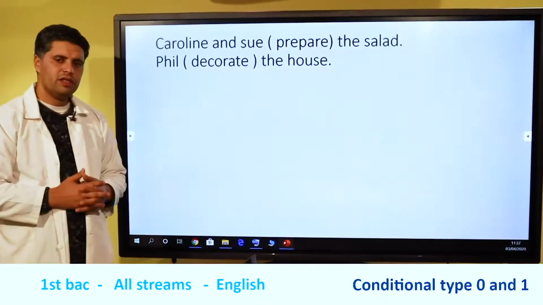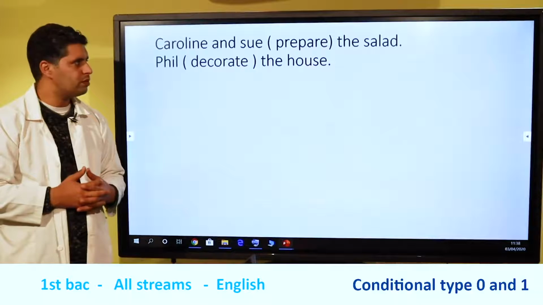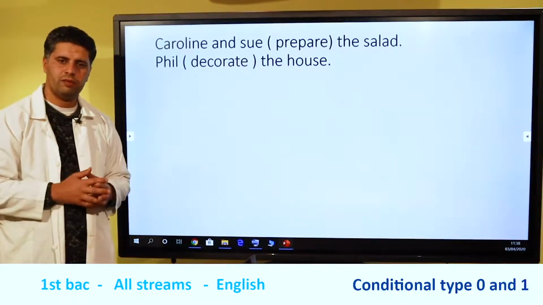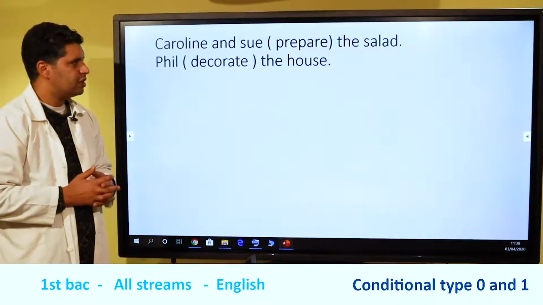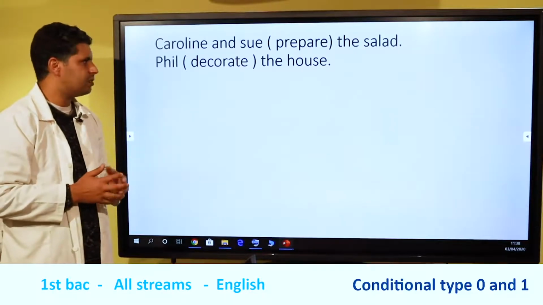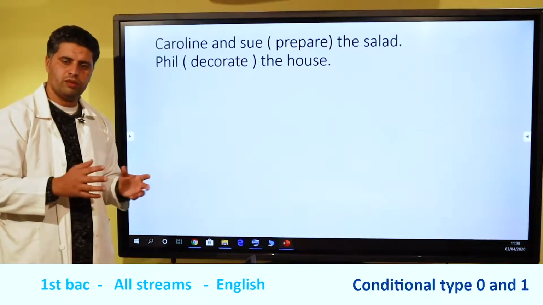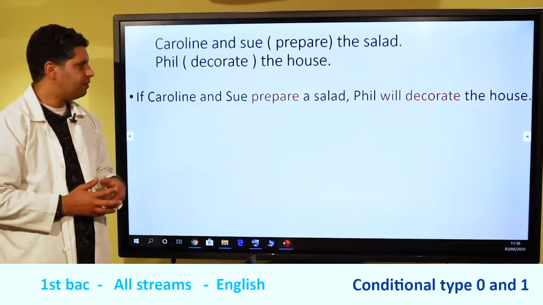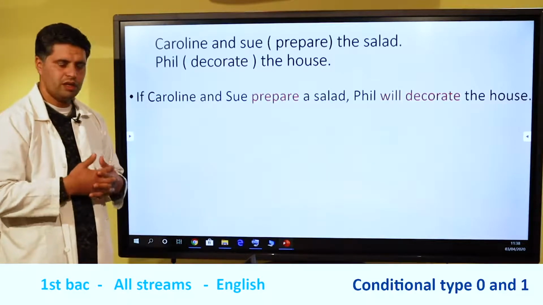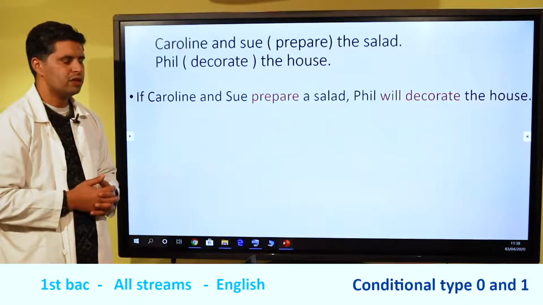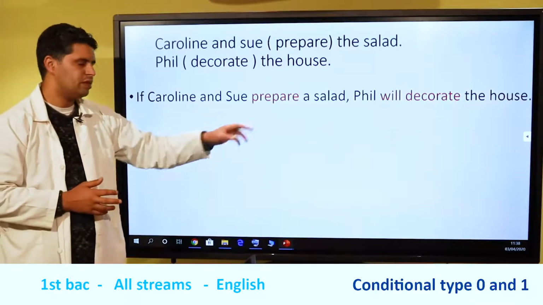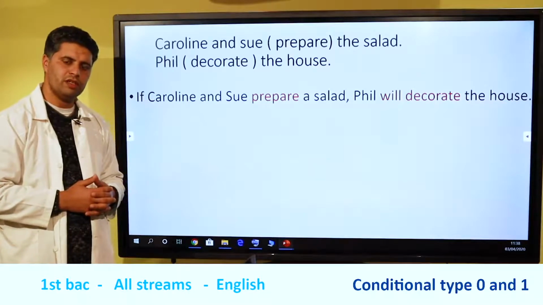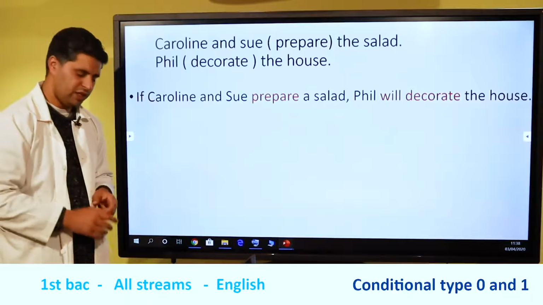As you can see here in this statement, we have Caroline and Sue prepared the salad, Phil decorate the house. So here we have two parts. The first part shows the cause, and the second part shows the result. If you want to use it with the conditional type 1, what will you say? The answer is: if Caroline and Sue prepare a salad, Phil will decorate the house. Here, as you can see, we have used the present simple with the cause, the if clause, and we have used the future simple with the second clause, which shows the effect.